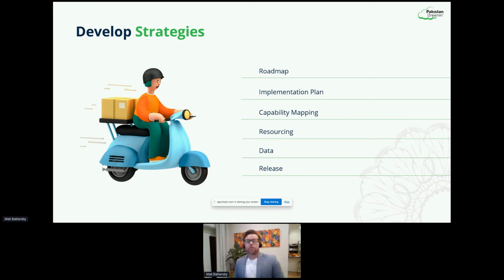Release strategy is another important one. What's the cadence that we're going to release at? Are we going to release quickly? Are we going to release slowly? Are we going to align our releases to, say, the Salesforce releases? The release strategy is an important one.